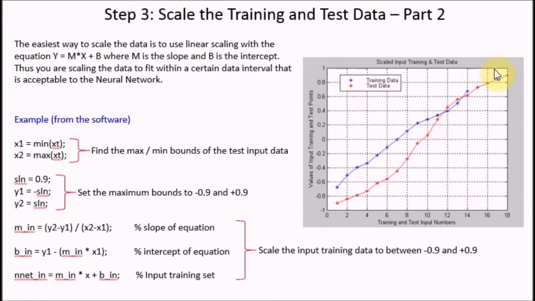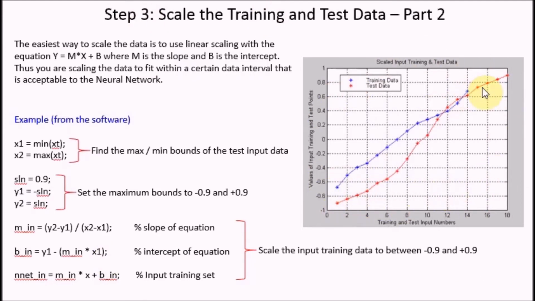Then you want to plot the data, just to make sure, once you've done this, that it is what you think it is. In this case, the training data is in blue, and it falls between around minus 0.7 and plus 0.7, and the test data falls between minus 0.9 and plus 0.9, and that's what we wanted, that the maximum would be minus 0.9 to plus 0.9. Note these are the actual data set numbers, so this would be number 8 of the test data and number 8 of the training data, and there are obviously fewer training points than test points. So again, if you do this correctly, this is what you should see.